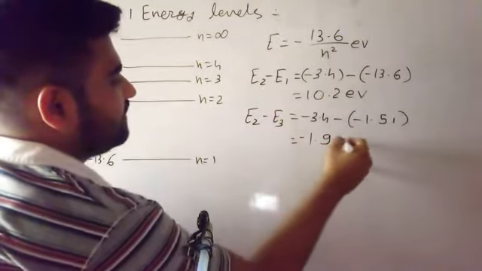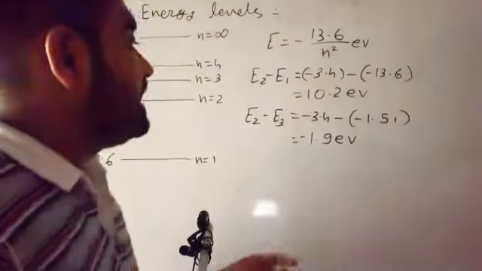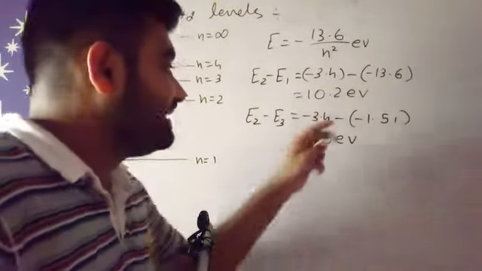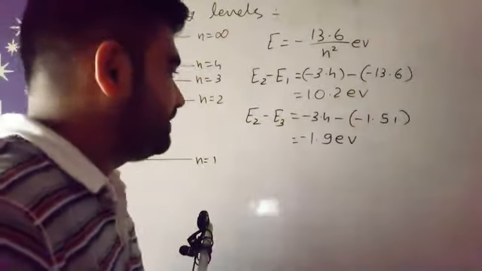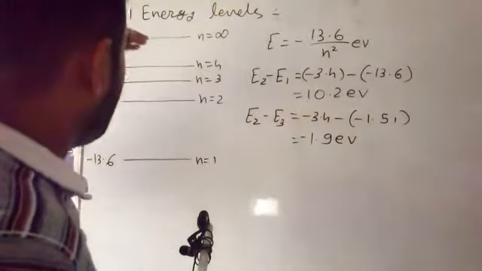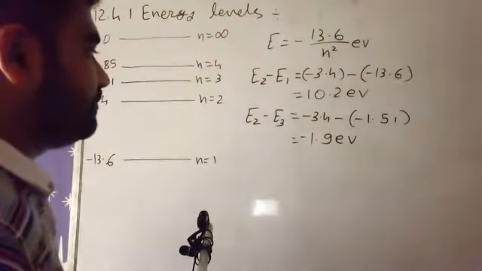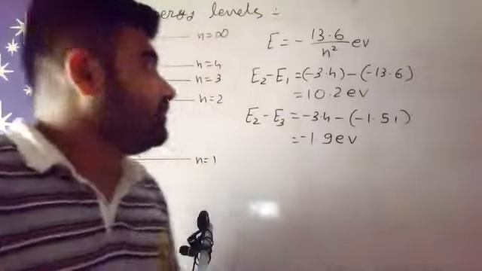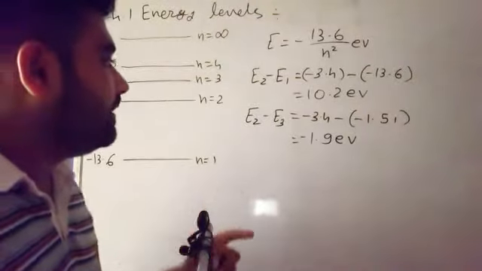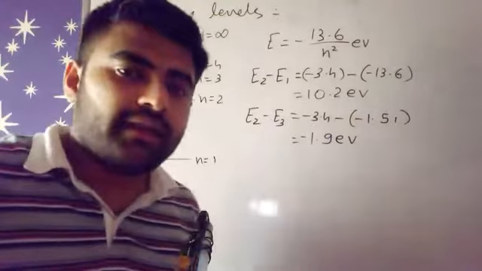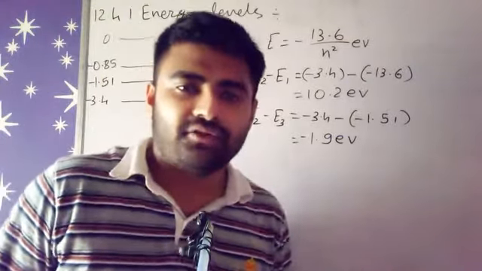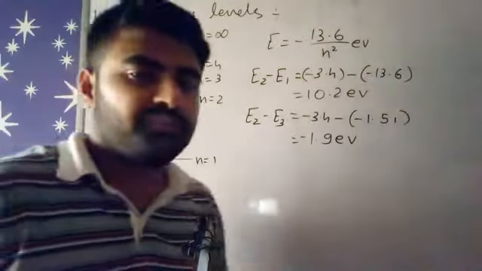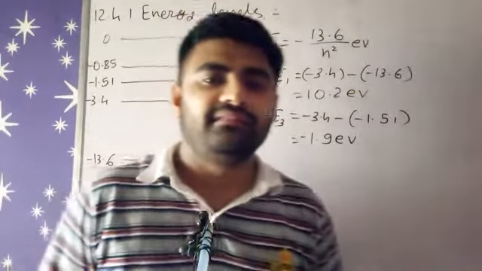1.9, but the answer will be minus. Why minus? Because the electron emits this energy, the electron releases this energy to come from 3 to 2, to the lower energy level, right? So that's the method to find absorbed energy and released energy from the electron whenever the electron makes a transition from one energy level to another. So that's our topic, guys, energy levels.